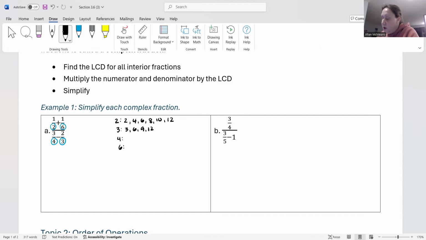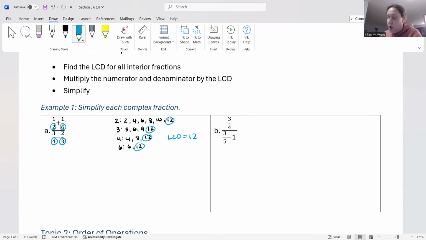Let's look at 4. 4 times 1 is 4. 4 times 2 is 8. 4 times 3 is 12. So 12 is looking great so far. Let's make sure it works for 6. 6 times 1 is 6. 6 times 2 is 12. So we can see 12 is the smallest multiple all of these denominators have in common. So the LCD is 12.